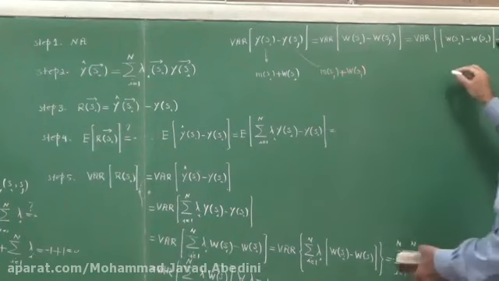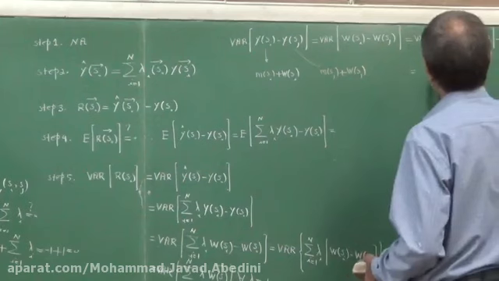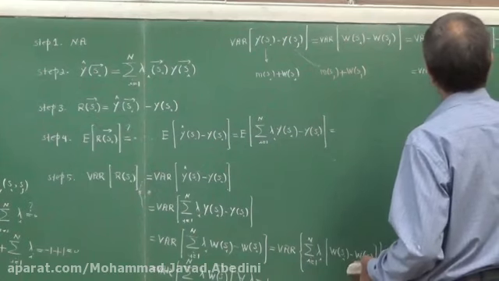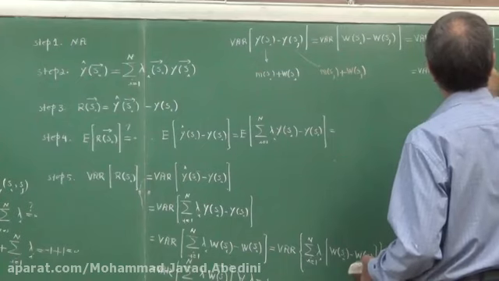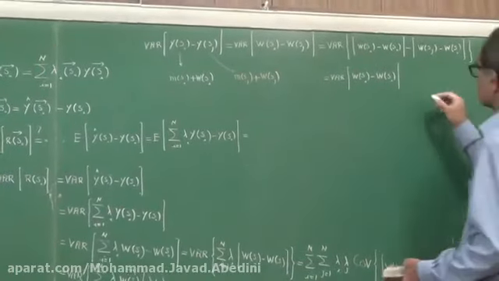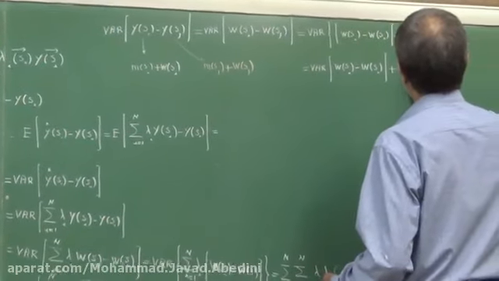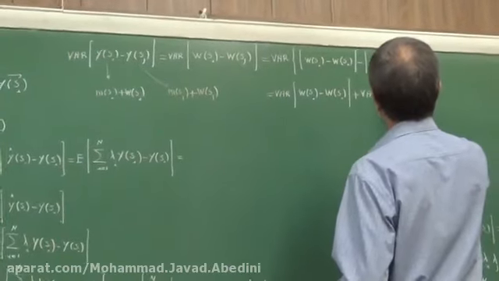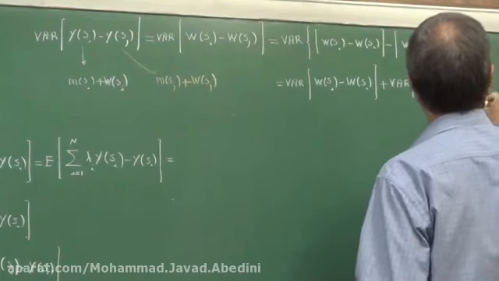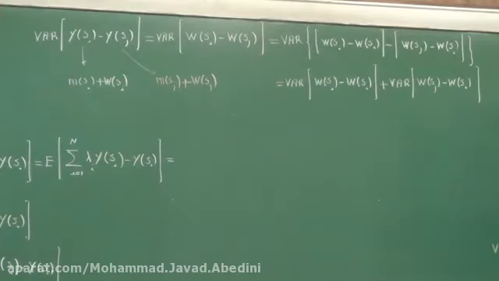Now, I can write this as variance of the first term plus variance of the second term minus 2 times covariance of the first term and the second.